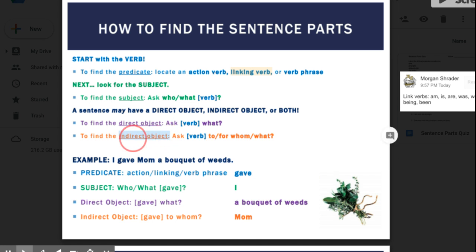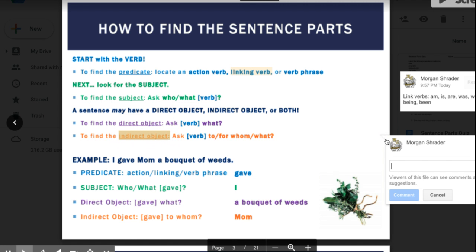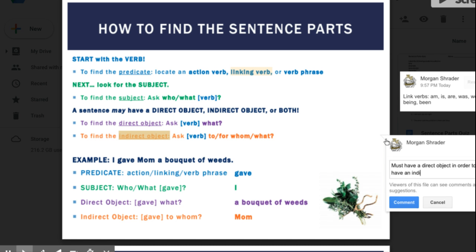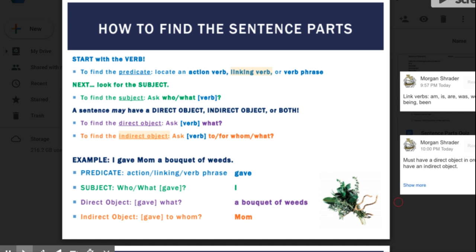On the side of your notes, you need to understand that you can only have an indirect object if you have a direct object first. So if you don't have a direct object, you can never have an indirect object. Must have a direct object in order to have an indirect object. Make sure you understand that, because if you are looking for an indirect object and you don't even have a direct object, you're not going to find one.